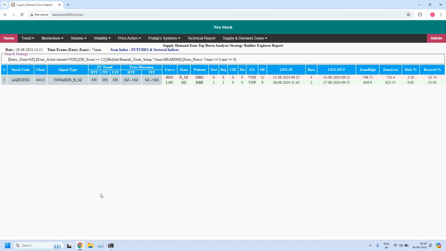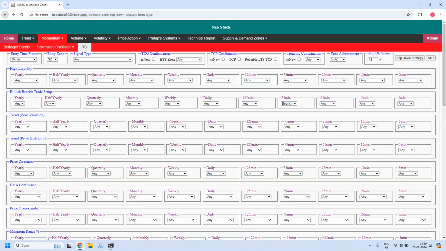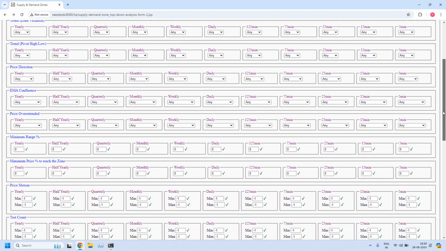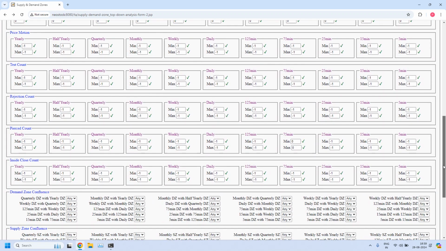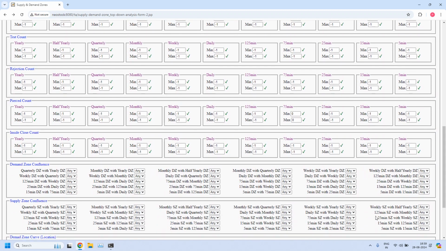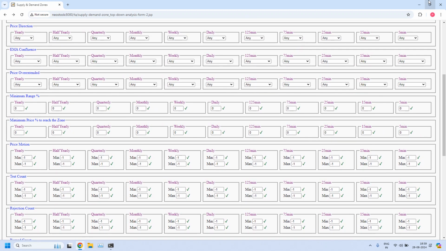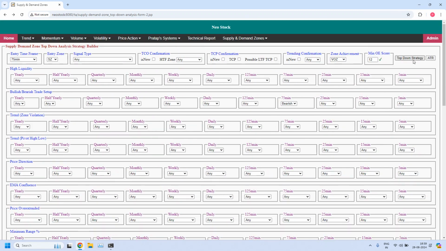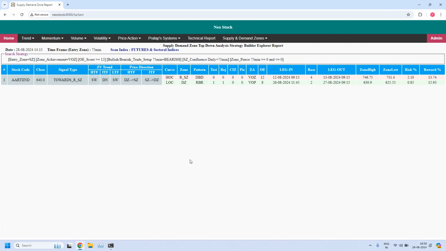Now let's verify this supply zone is having confluence with ITF time frame, that is 75 and daily. Only one stock, but we are verifying supply zone confluence. That is 75 supply zone with daily supply zone. I am enabling the filter. So this zone is having confluence with ITF time frame.